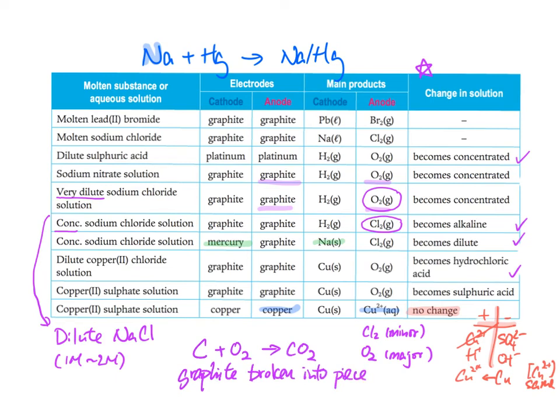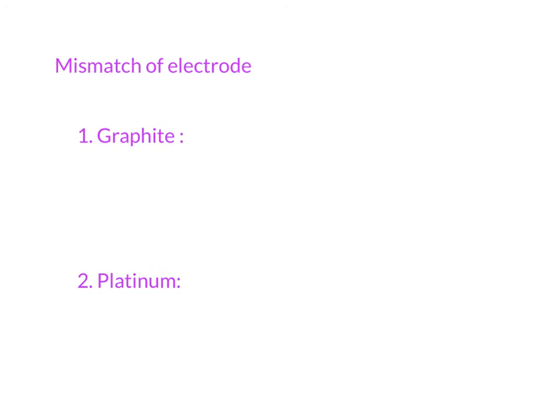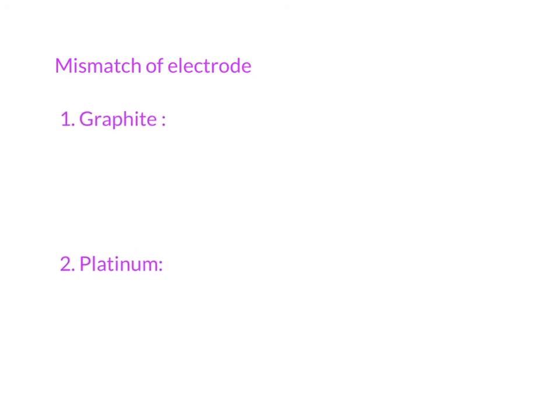The second thing that you have to pay attention to will be chlorine. For chlorine, in this case, using graphite is still okay. But in some cases, if we use platinum, then that will not be good. So the next section will be talking about the mismatch. Just now I mentioned graphite is not a good match with O2, because the graphite will react with the oxygen to form CO2. So the graphite will be broken into pieces.